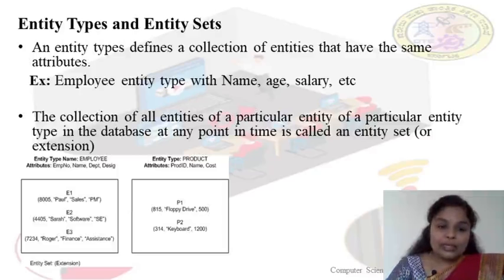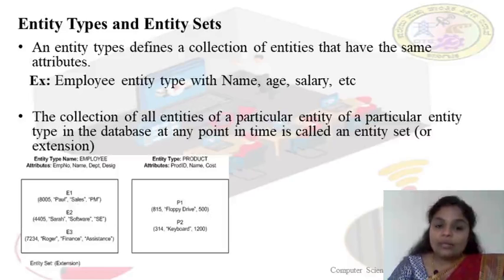Those are the attributes. And inside this box, what they have given is the ID of a person, that is 8005. The name of the person is Paul, he belongs to the sales department and his designation is PM. See, I told you, this entire row, the values, the entire row is what? An entity. That's why they have written it as E1, entity 1. The second row is entity 2, and the third row is entity 3. This is for the employee table.